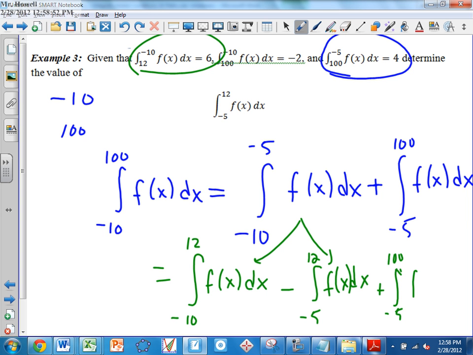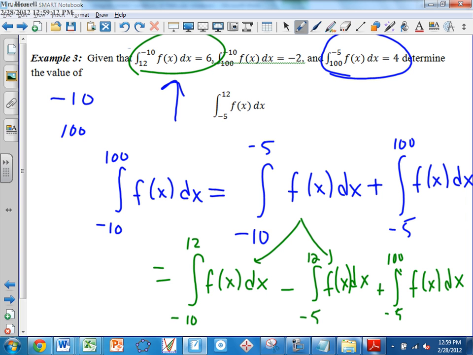Now, to continue this process, we still have to think to ourselves: do I have the integral from negative 10 to 12? Is that given anywhere? Right here, right? Okay, good. Do I have the integral from negative 5 to 12? No. So what do I still have to do to this one? I have to keep breaking this one up. But I've got this one.